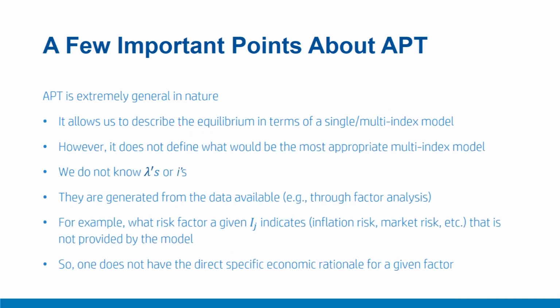To summarize, in this video, we discussed that APT is extremely generic in nature. APT allows us to describe equilibrium with the help of single and multi-index models as the return generating process. However, APT does not tell us what are these relevant influences or indices that should be used to model a set of securities. We do not know the lambdas, the risk premia, and the influences I's, I1, I2, and so on.